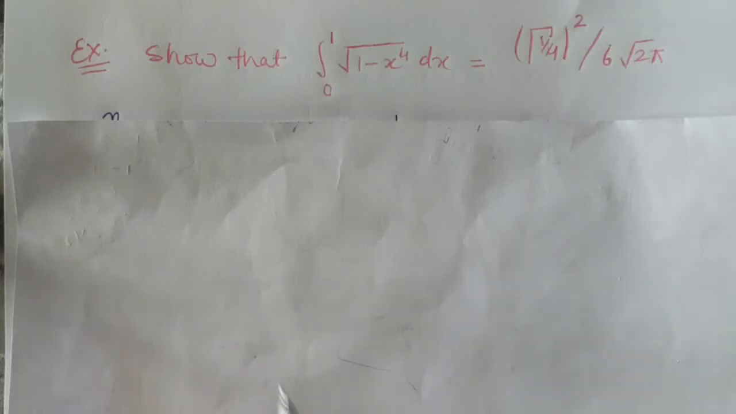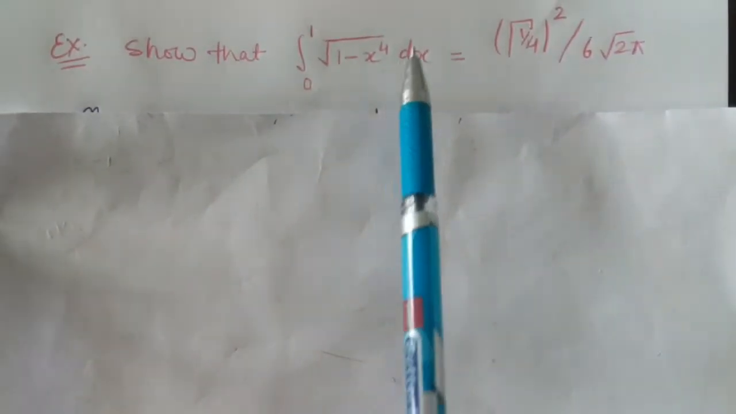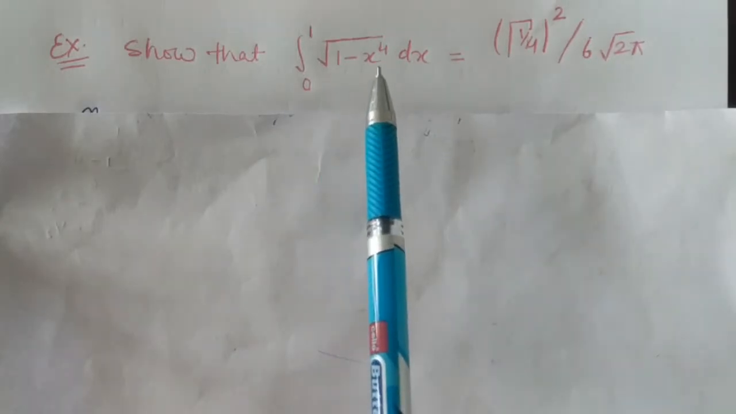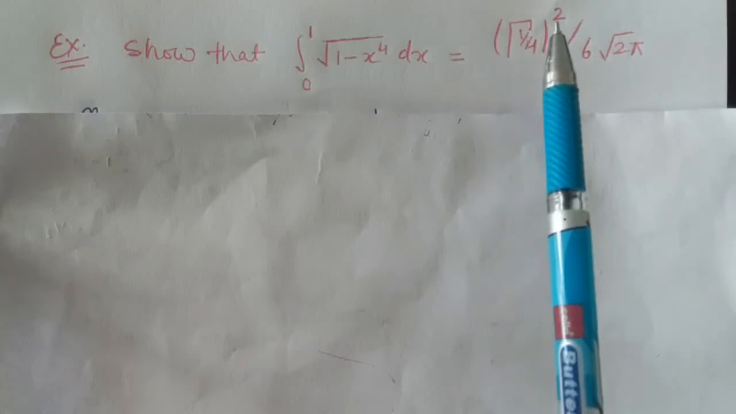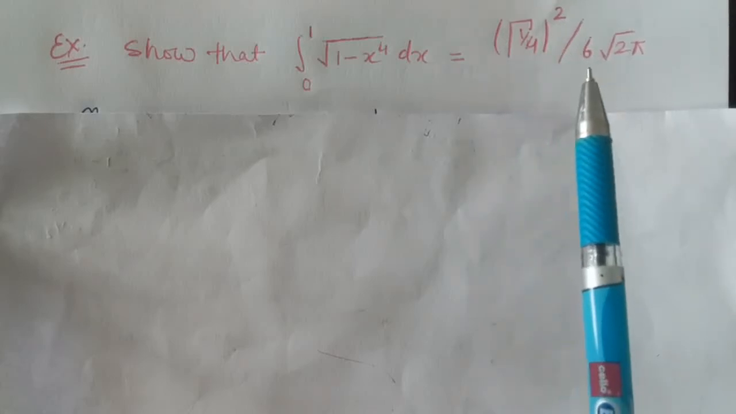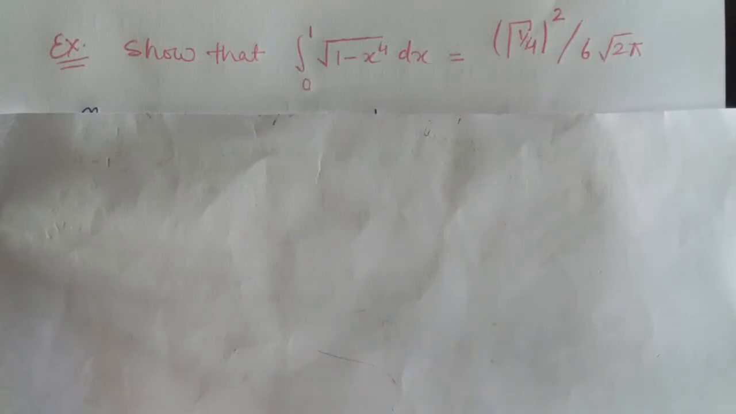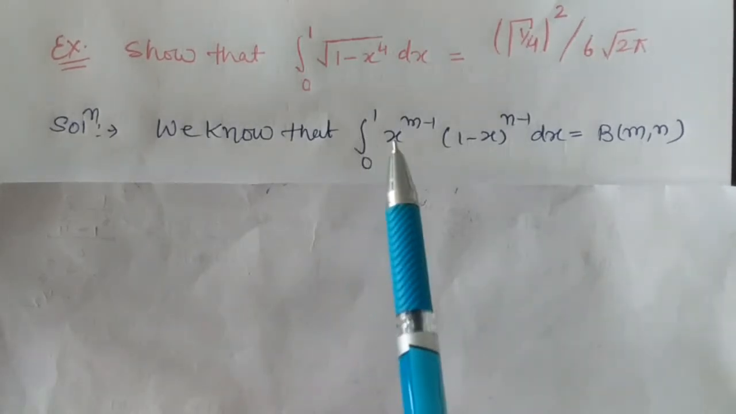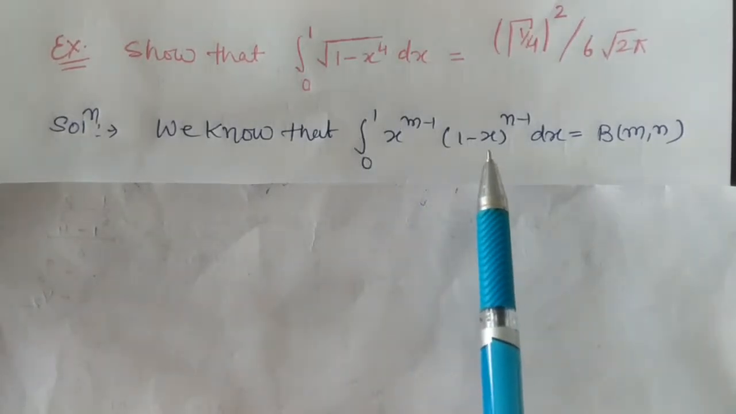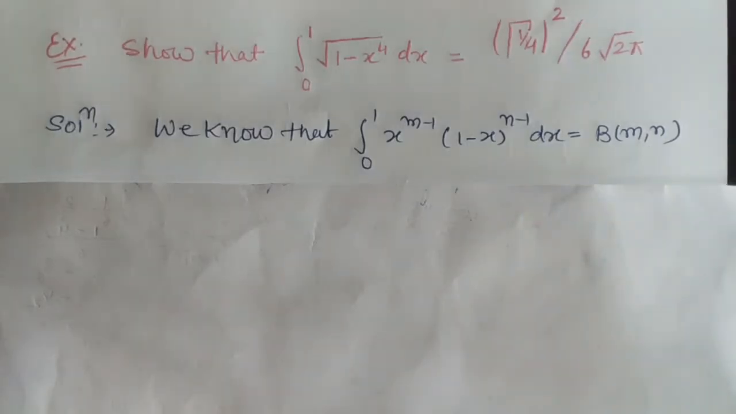Next example is, show that the integral from 0 to 1 of square root of 1 minus x^4 dx is gamma(1/4) squared upon 6 into root 2 pi. Again, by the definition of the beta function, we have the integral from 0 to 1 of x^(m-1) into (1 minus x)^(n-1) dx is beta(m, n).